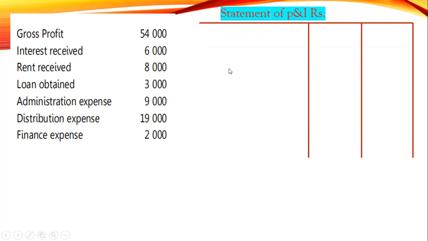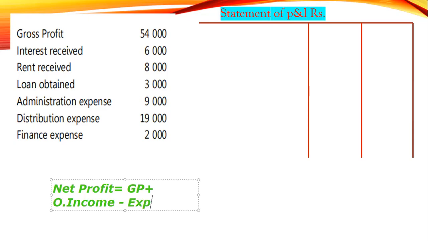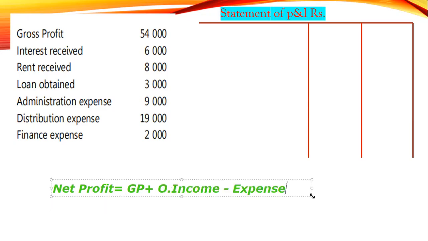And we know how to calculate the net profit. Already we discussed in the last class. So net profit equals gross profit plus other income minus expense. Expense means revenue expense. So this is how we calculate the net profit.